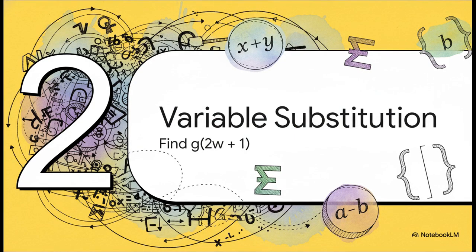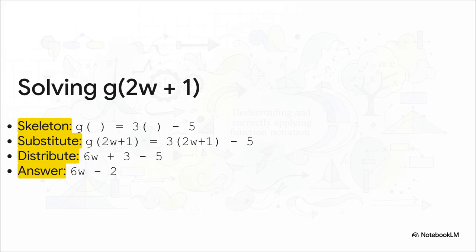So that was with a number. But what happens if the thing we're plugging in is, well, another algebraic expression? Does the rule break? Nope. And that's the beautiful part. The rule stays exactly the same. Let's check it out. We follow the exact same process.